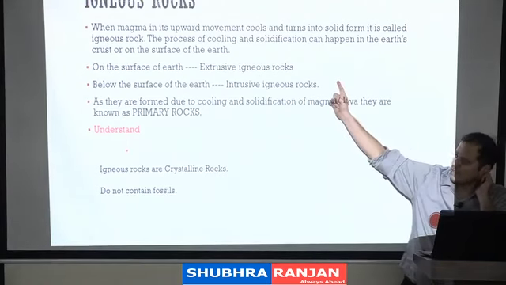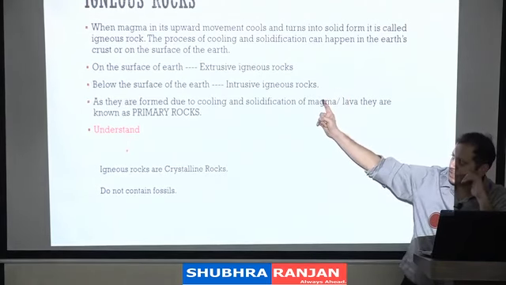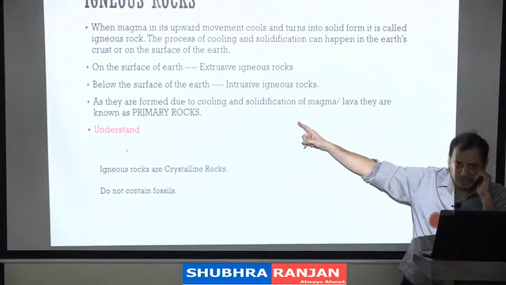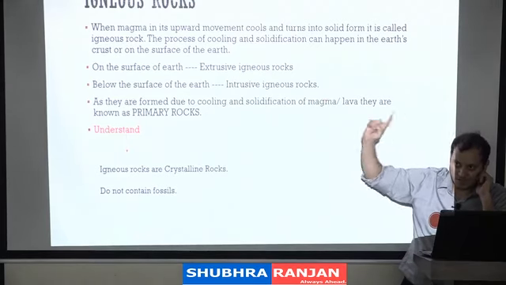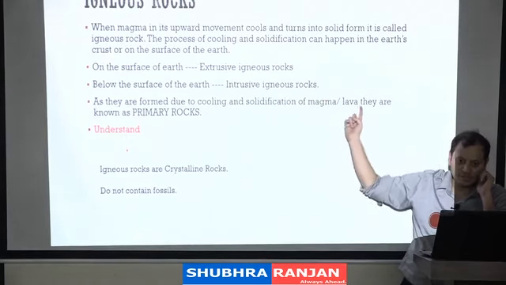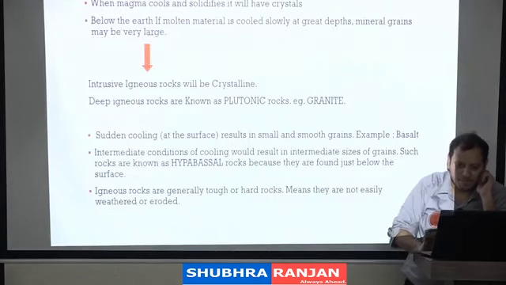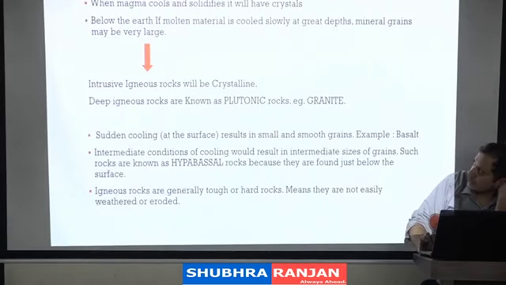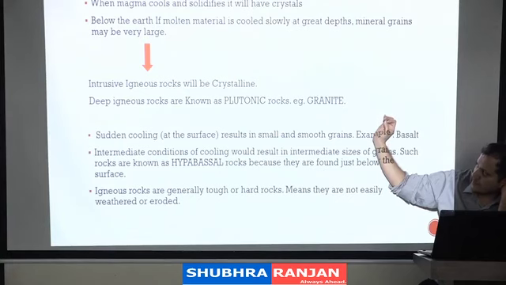On the surface of the earth, extrusive. Below the surface of the earth, intrusive. Why they are known as primary rocks? Because they are the first rocks that are formed due to cooling and solidification of magma. When magma cools and solidifies, it will have crystals.